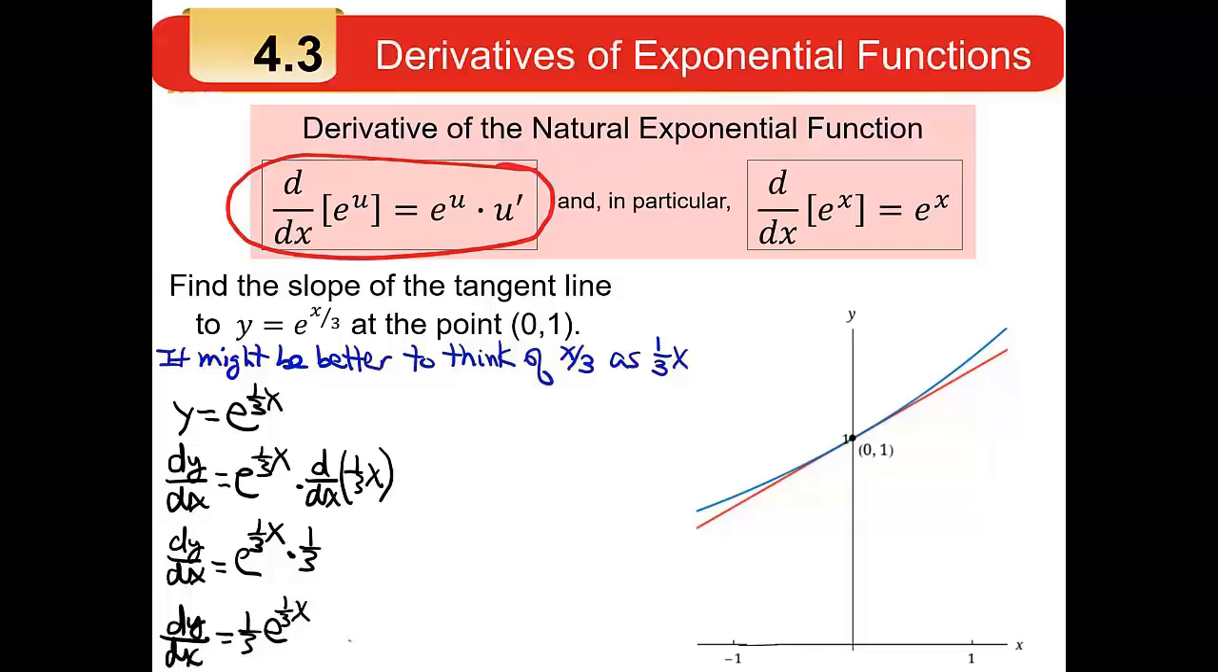It just looks more natural. So I would write that the derivative of y with respect to x is 1/3 times e to the 1/3 x. Now remember what we're doing. We actually want to find the slope of the tangent line at this point.